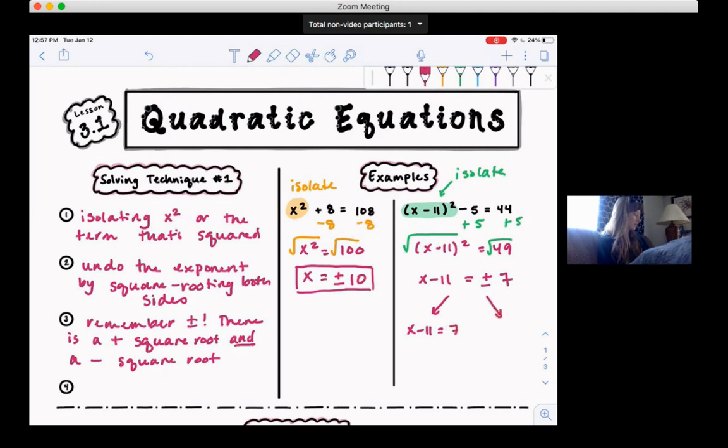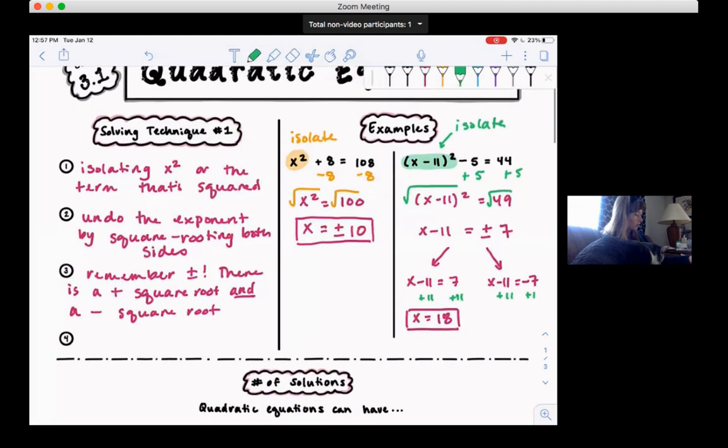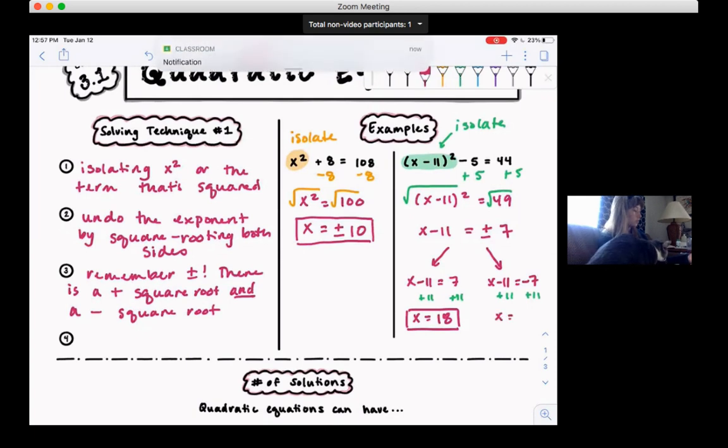And the second case is that x minus 11 is equal to the negative 7. And now I'm going to solve each of these cases individually. So now I can add 11 to both sides. For my first equation, I get x equal to 7 plus 11 is 18. Okay, now I'm going to add 11 to both sides of my other equation. And here I get x equal to negative 7 plus 11, which actually gives me 4.